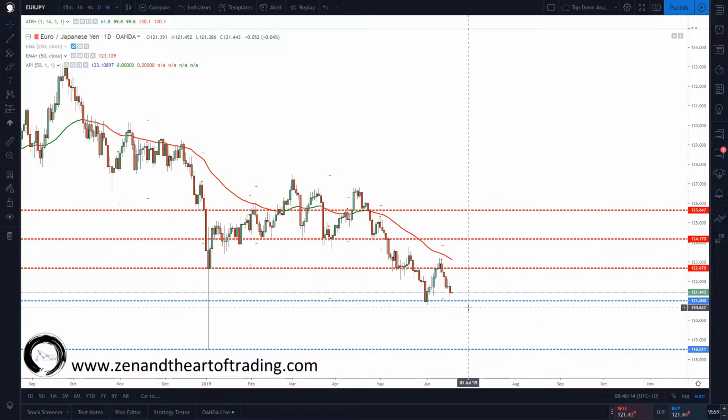We'll wait and see who wins, but I'm ultimately bearish on this pair because we got lower highs, lower lows, but in the short term, I'm expecting some consolidation, so this price action here doesn't excite me too much.